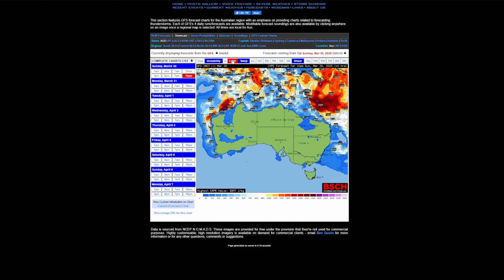CAPE is convective available potential energy. That's how much fuel there is for thunderstorms. I'm sure if you watch meteorology videos, you've heard that on repeat a million times. SYN is the opposite of CAPE. It is negative CAPE. So that's how much capping there may be.